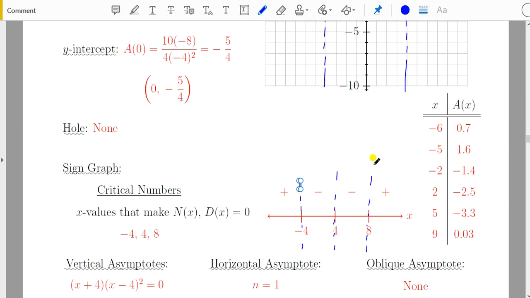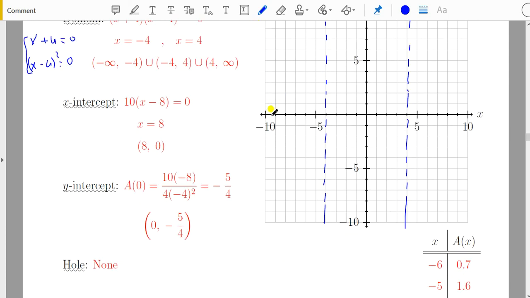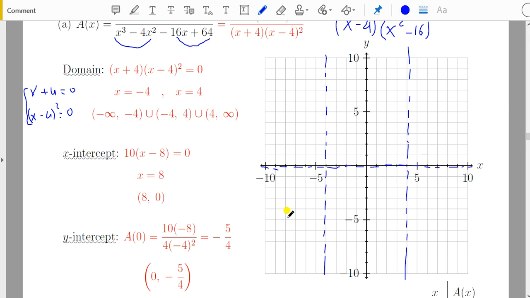What about the horizontal asymptote? It's y equals 0, so it's basically just the x-axis, right? It's just the x-axis. Okay, so we have the horizontal and vertical asymptotes. Now let's plot the x-intercept, 8, 0.